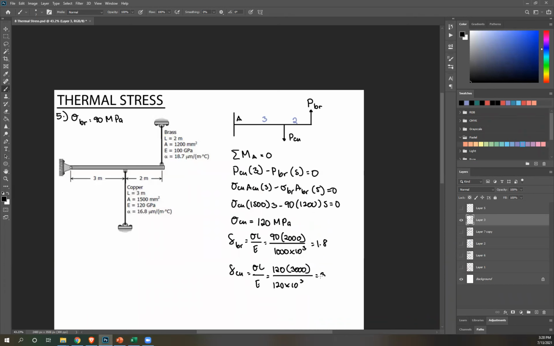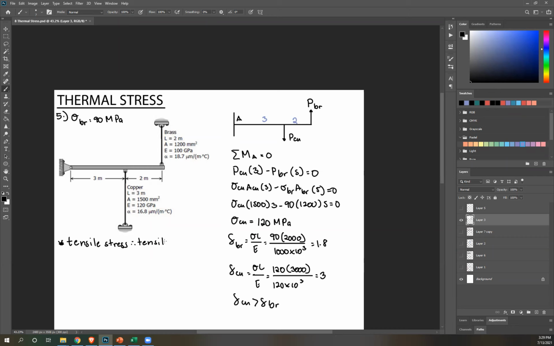It's 3 millimeter. And as you can see, the deformation of copper is greater than the deformation of bronze. So how does that help us? Okay, so let's go back to the condition in the problem. It states there that it has to have a tensile stress of 90. Okay, so for tensile stress to happen, it needs to experience a tensile returning force.